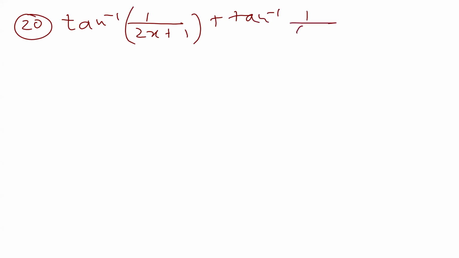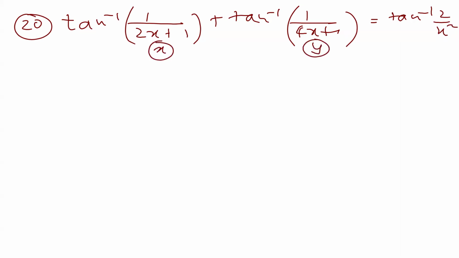We are starting with question number 20 of exercise 4 of ITF. Tan inverse of 1 upon 2x plus 1 plus tan inverse of 1 upon 4x plus 1 is equal to tan inverse of 2 upon x square. So basically we need to find out the value of x over here. So let this be x and let this be y.